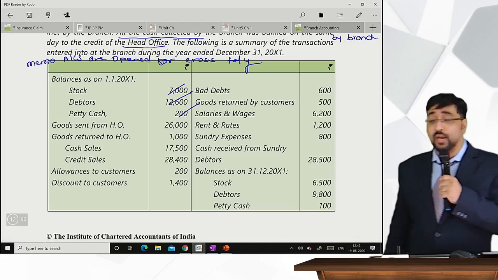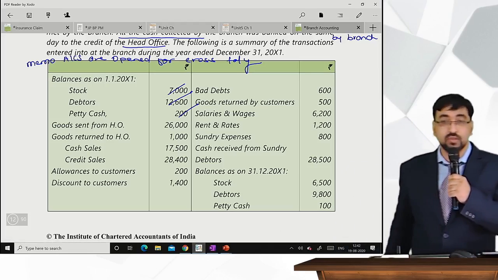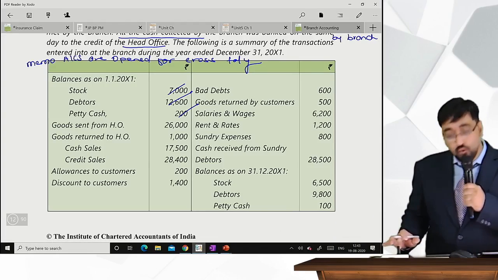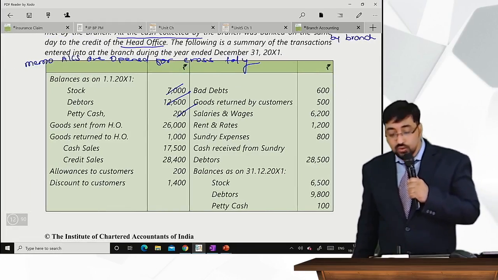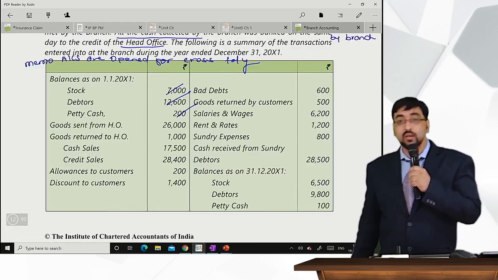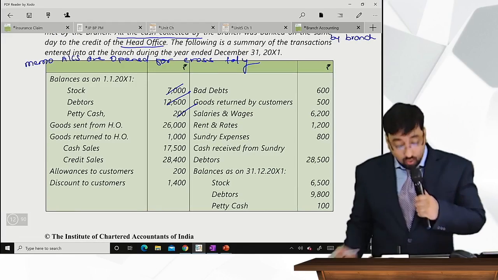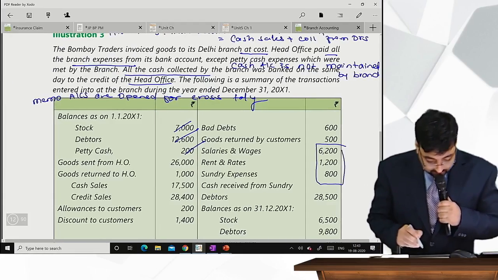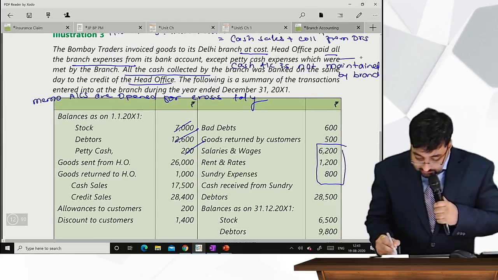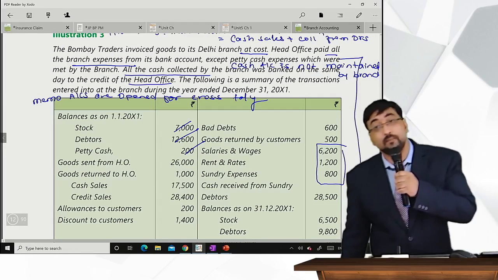Next one, cash sales. Cash sales, HO will not pass any entry. Credit sales, no entry. Allowance to customer, no entry. Discount, no entry in HO books. Bad debts, no entry. Goods returned by customer, no entry. Salary, wages, rent and sundry expenses. All expenses are paid by head office. All expenses are paid by head office.